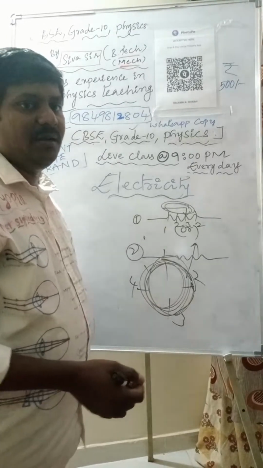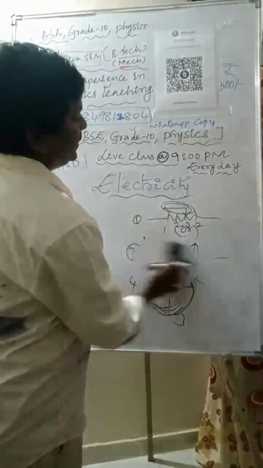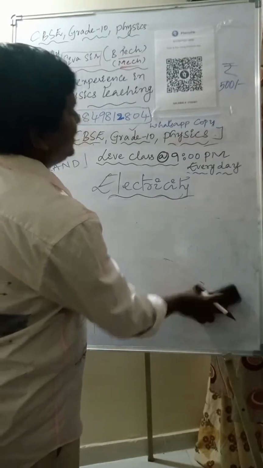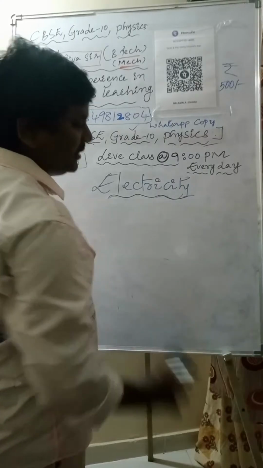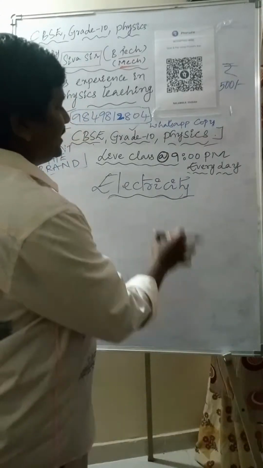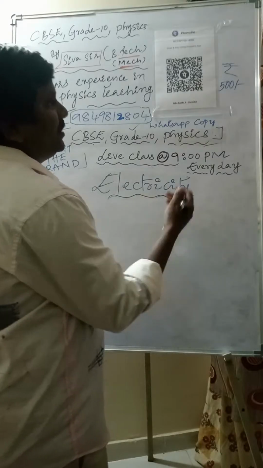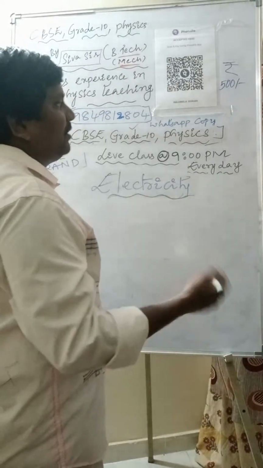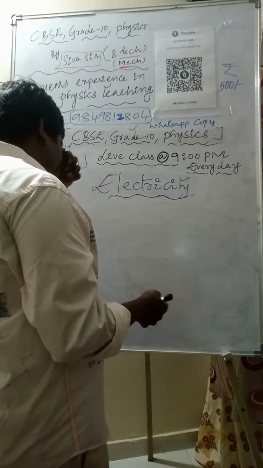Clear? Any doubt? Okay, done. So it represents changing the current without changing the voltage source. We are not changing the device. Without changing the device, we are increasing and decreasing the current in the circuit. That is called a rheostat. And the next point is the bulb.